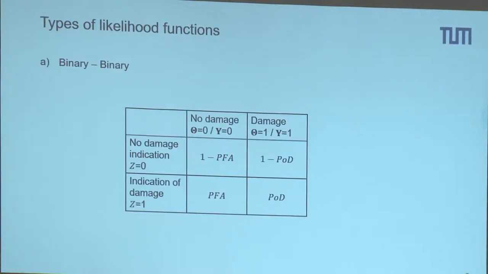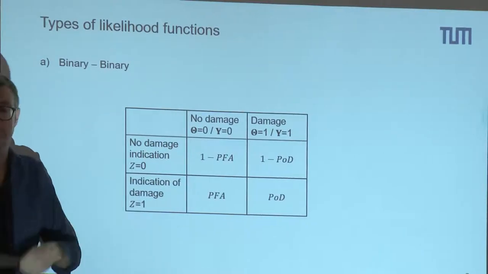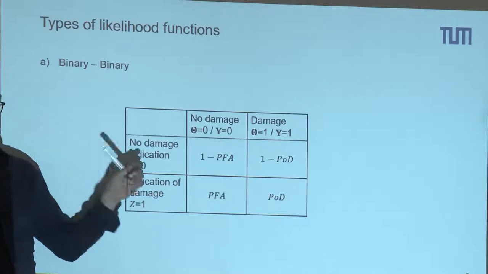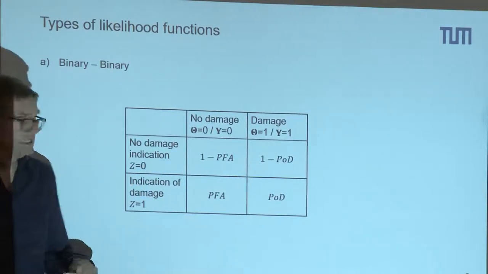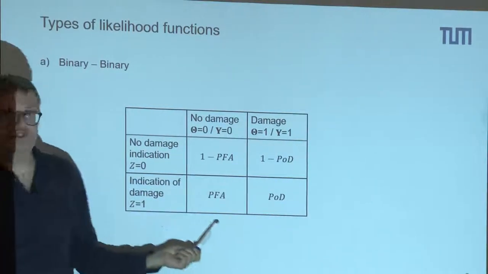So if we have a binary situation, that's the simplest case. It's binary. This is just an example. We could have no damage or damage, so crack or no crack, corrosion or no corrosion. And the method tells me corrosion or no corrosion, or crack or no crack. So in that case, I have this binary, and this is what is called the confusion matrix.